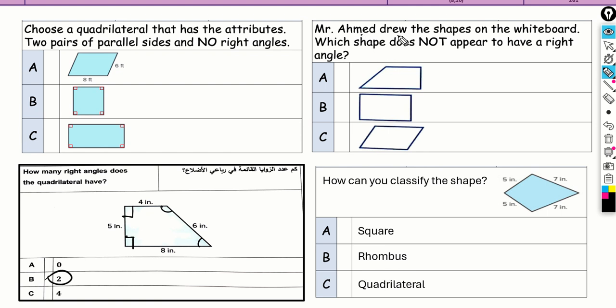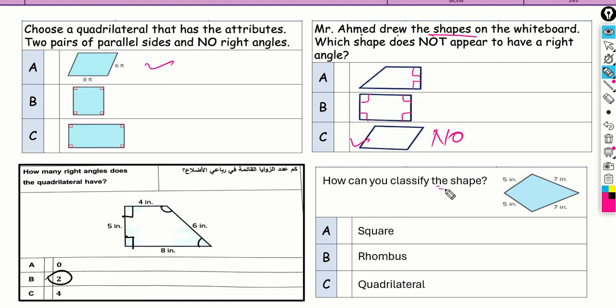Mr. Ahmed drew the shapes on the whiteboard. Which shape does not appear to have a right angle? Okay, so this is almost the same. Which shape does not appear to have a right angle? Okay, so not a single one. This has 2 right angles, this has 4 right angles, and this has no right angle.